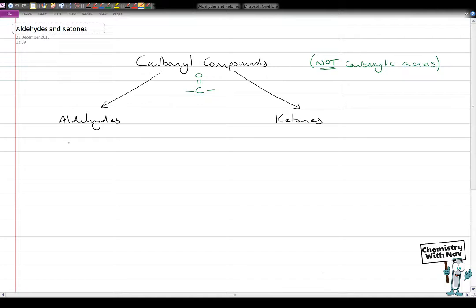Well, an aldehyde contains a carbonyl group, which is the C double bond O. But that C double bond O has to be at the end of a chain. So that means you'll have an R group attached to the carbon with a double bond O, and then the other bonding space is taken up with a hydrogen. So an aldehyde group will always be at the end of any chain. In a ketone though, you end up with an R group, your C double bond O, and then another R group, which could be the same or it could be different, which basically means that your carbonyl group is going to be in the middle of a chain somewhere.